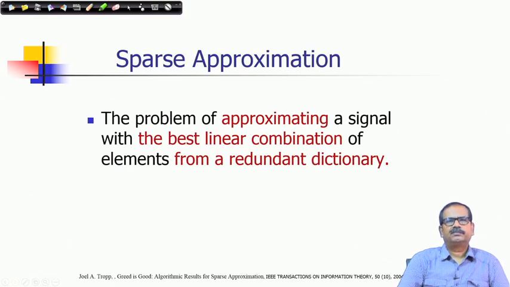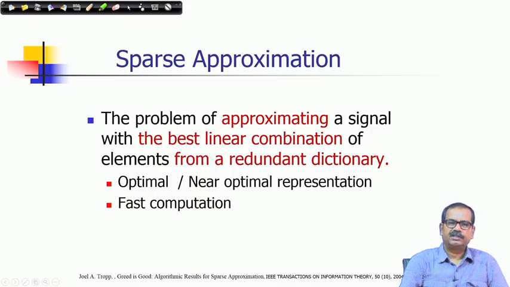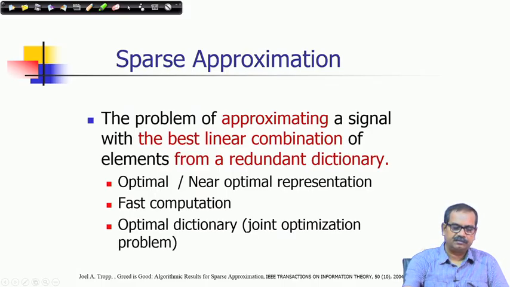To summarize this problem, it is a problem of approximating a signal with the best linear combination of elements from a redundant dictionary. It should give some optimal or near optimal representation. The computation should be fast. These are the desirable properties, and the dictionary also should be optimal. And sometimes there is a joint optimization problem where you would like to have a dictionary of optimal size, so that it also gives the optimal sparse representation of data.